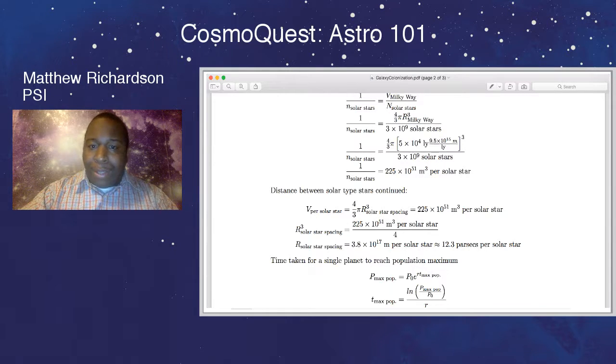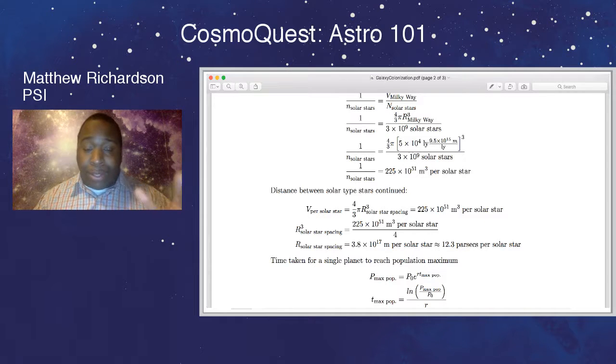Comparing this to the actual average distance between stars, which is roughly 1 parsec per star, we're seeing in our calculation that it's a factor of 12 more if you consider just the solar type stars instead of considering all stars.